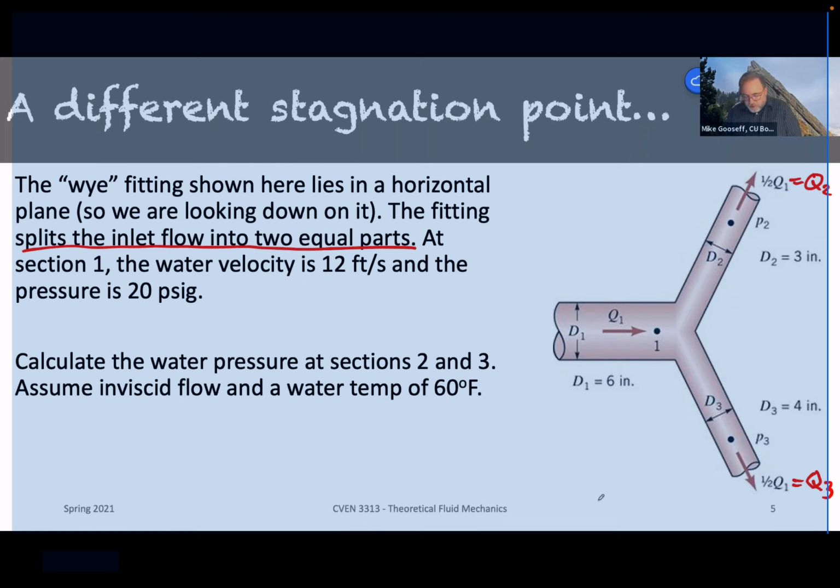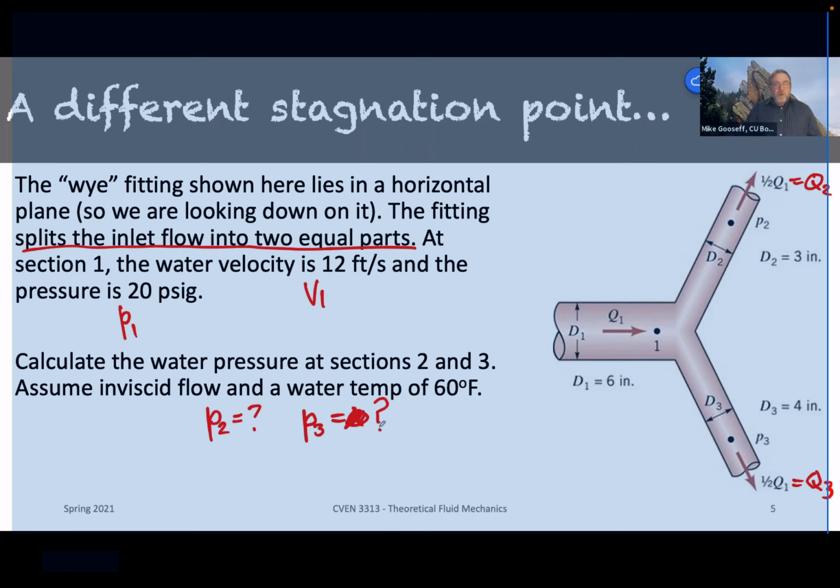At section 1, the water velocity is given here, so V1 is equal to 12 feet per second, and the pressure is 20 psi gauge, so P1 is equal to 20 psi. Okay, calculate the water pressure at sections 2 and 3. Assume inviscid flow and a water temperature of 60 degrees C. So P2 is equal to what, and P3 is equal to what?